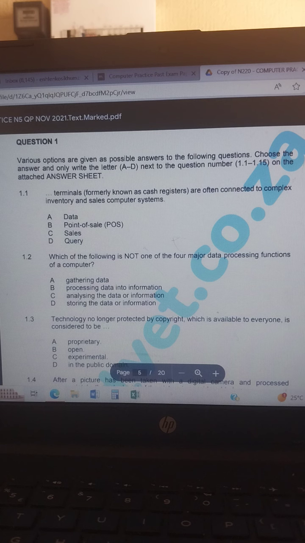So today guys, I'm just going to do the computer practice theory question paper five. So without wasting any time, let's get into it. Our first question is: choose the answer and write only the letter.